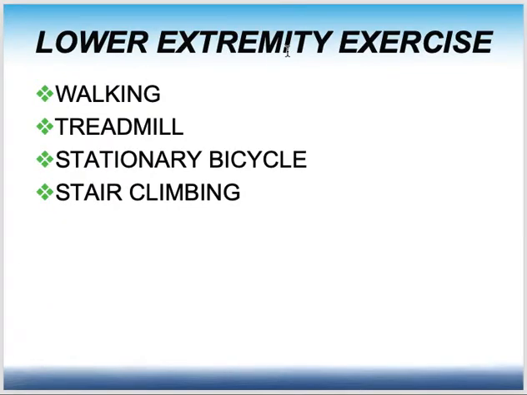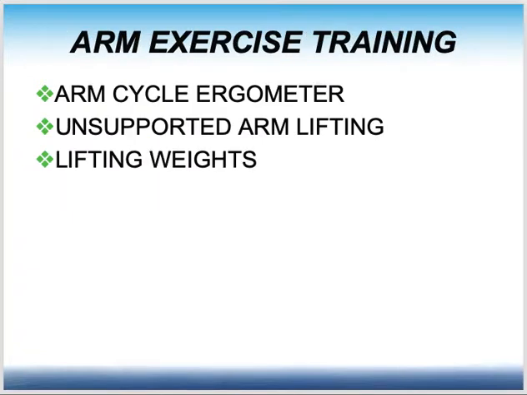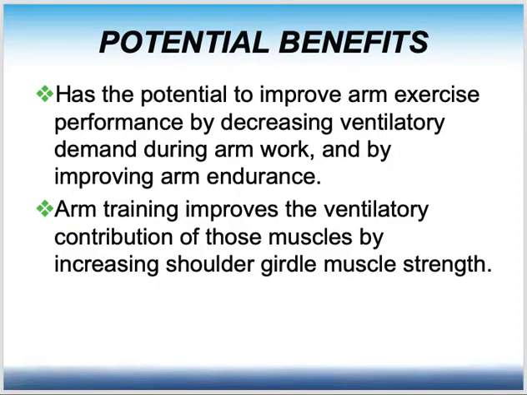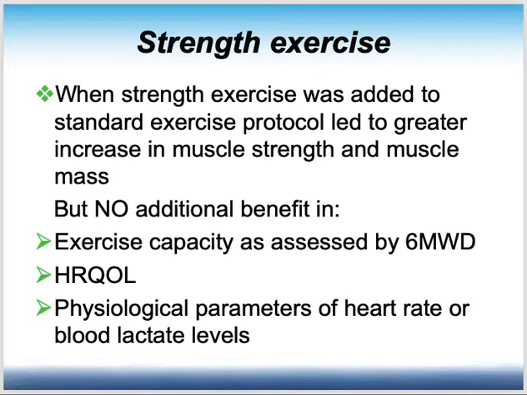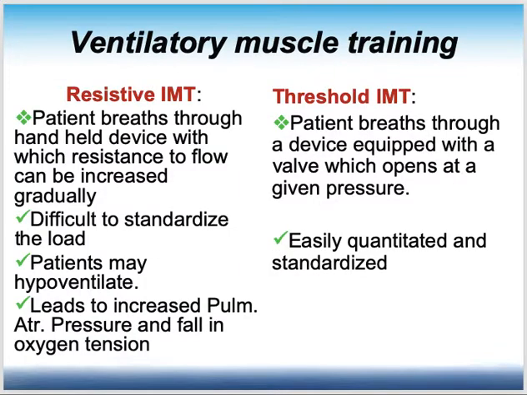Lower extremity exercises include walking, treadmill, the bicycle present in the gyms, and stair climbing. Arm exercises could be arm cycle ergometer, which you can see on Google, or unsupported arm lifting or lifting weights. So all those things can be done. Of course, we know exercise has beneficial effects not just in these patients, but in all patients.